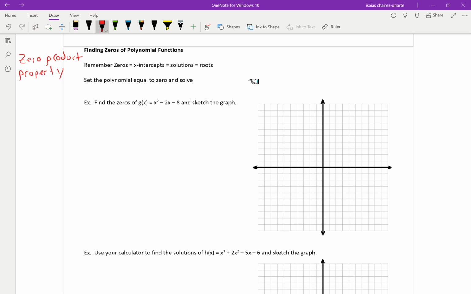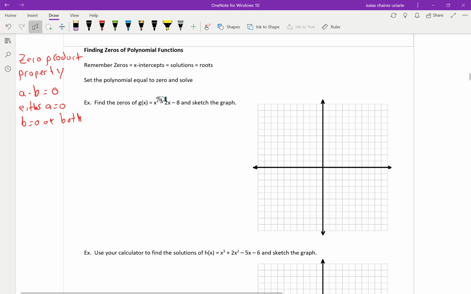Let me just remind you about this. We talked about this some videos ago, and it says the following: if A times B is equal to 0, then either A is equal to 0, B is equal to 0, or both. And so how does this help us find x-intercepts?